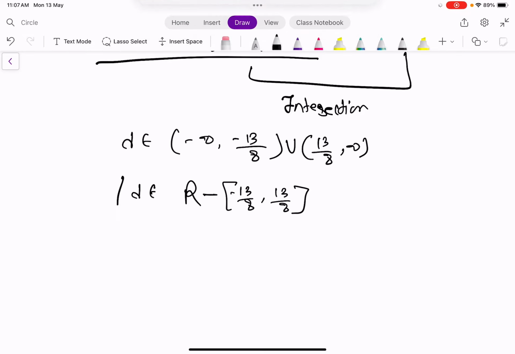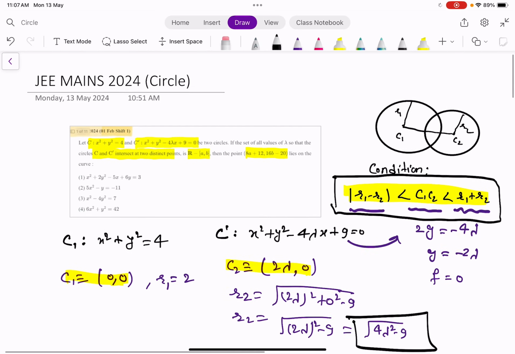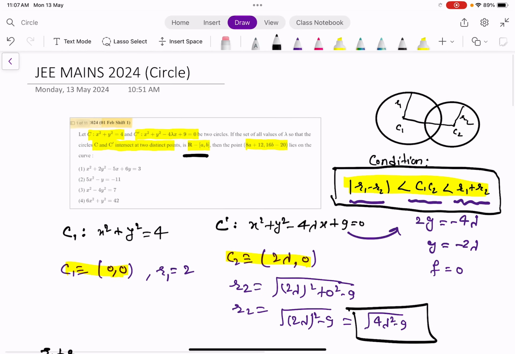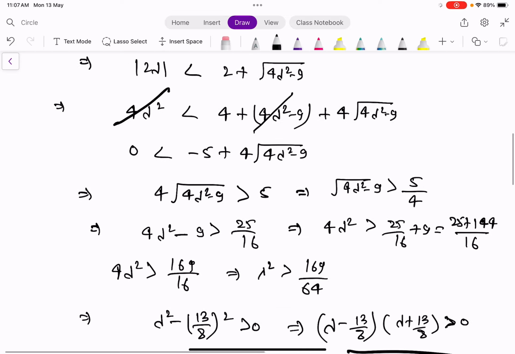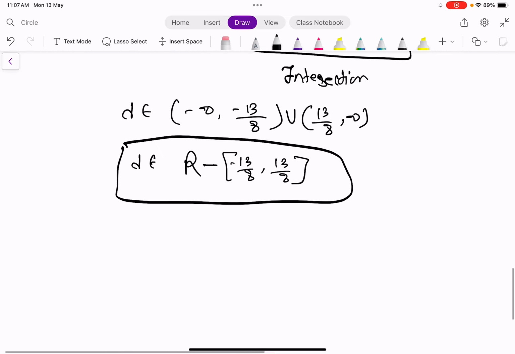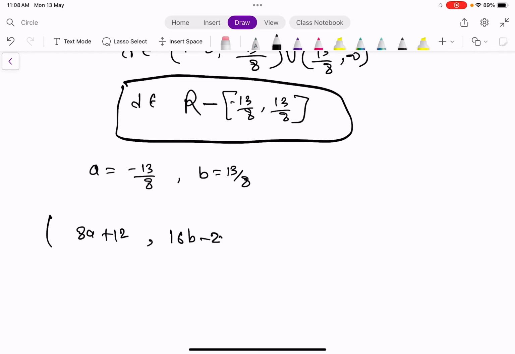All right, if you see very carefully in the question, they are saying lambda is nothing but the real numbers minus the closed interval a comma b. So the value of a we got and the value of b we got. So what is the value of a and b? a will be minus 13/8 and b will be 13/8 here. All right, so they are saying that the point is 8a plus 12 comma 16b minus 20.